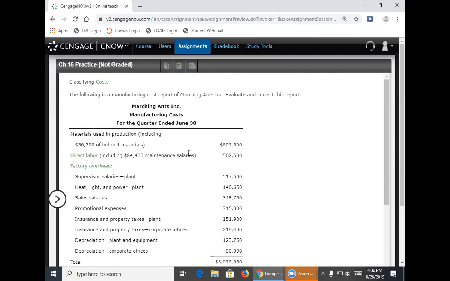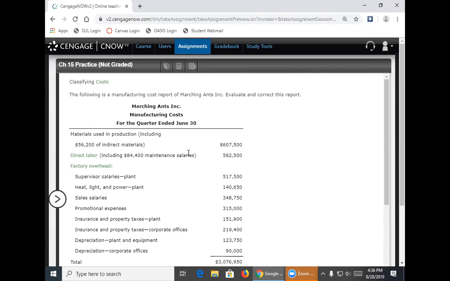Okay, so we're still working on classifying costs. In this one, we're dealing with manufacturing costs. They use manufacturing and product costs interchangeably, so if you see manufacturing product costs, those are the same thing. The big takeaway is that your product costs are direct materials, direct labor, and all of that factory overhead, or sometimes they call it manufacturing overhead. I don't know why they can't just pick one term, but we'll roll with it. Here we're looking at a manufacturing cost report from Marching Ants Incorporated, and it wants us to evaluate and correct this report.